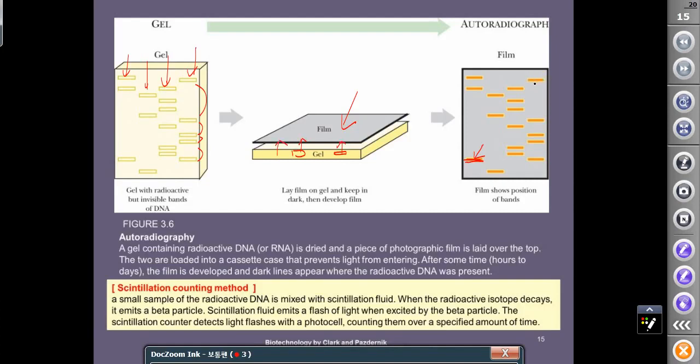And then afterwards, the film can be developed and the dark lines here appear. They are all radioactive labeled DNA. There are some methods with just radioactive DNA solution. This is another method called scintillation counting method. If you are interested, you can take a look and read the text here.